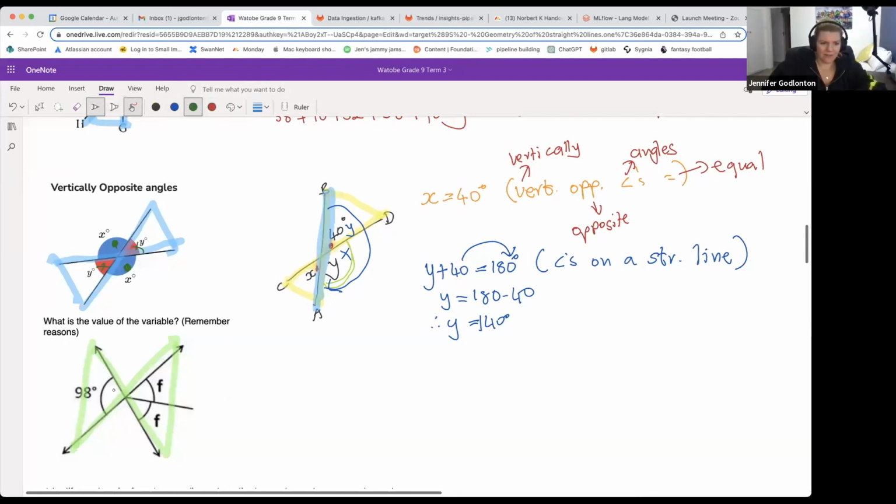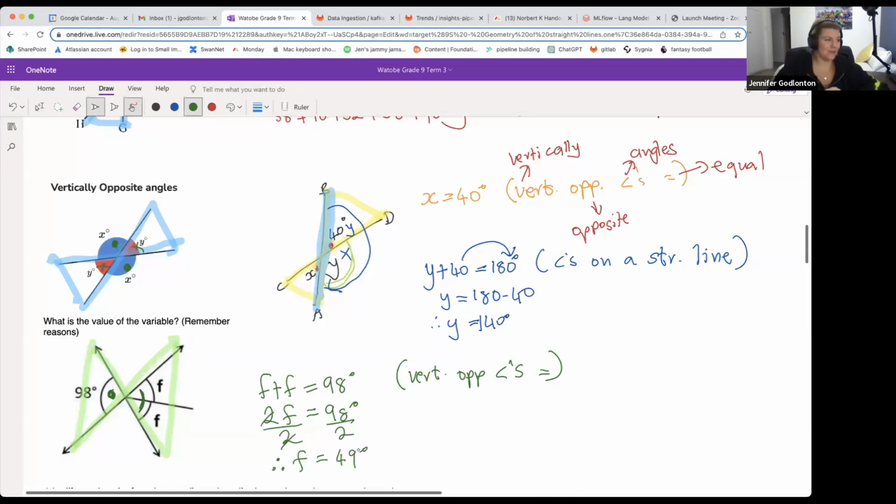Okay, so here's my bow tie, which means that this angle here has to equal this angle here. And that angle is made up of 2 F's. So we need to say F plus F needs to equal 98 degrees. And our reason is going to be vertically opposite angles are equal. So that means that 2F is equal to 98 degrees. So if we divide both sides by 2, therefore F is equal to 49 degrees.